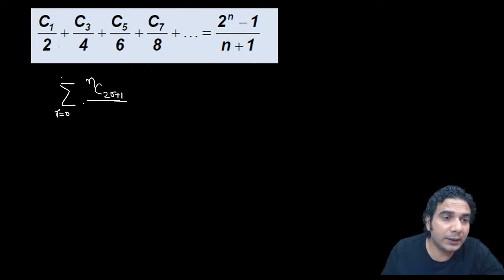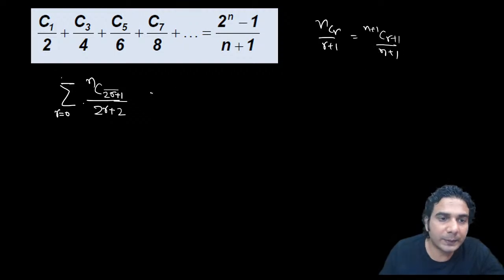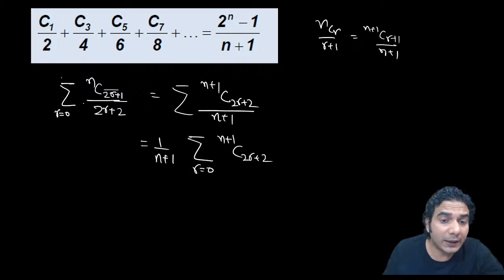Now the denominator will be 1 greater than this number, so that is going to be 2r plus 2. So again you can apply this formula, NCr upon r plus 1 is equal to n plus 1 C r plus 1 upon n plus 1, all right? So apply that formula immediately. That is going to be n plus 1 C 2r plus 2, divided by this 2r plus 2 replaced by n plus 1. So take this n plus 1 outside, 1 upon n plus 1. Write this sigma. Now this is nothing but binomial coefficients, with r starting from 0. No need to write the upper limit. 1 upon n plus 1.